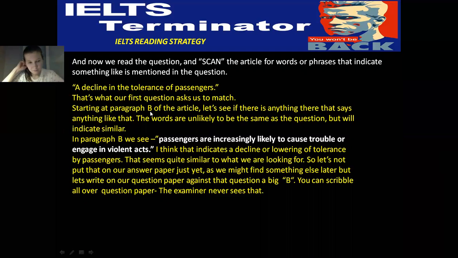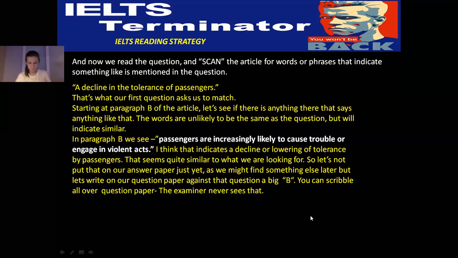So starting at paragraph B of this article, and you can refer to that later because now you'll have a recording of this, let's see if there's anything there that says anything like that. The words are unlikely to be the same, but they will indicate a similar idea. So in paragraph B, we can see passengers are increasingly likely to cause trouble or engage in violent acts. And I think you already saw something like that because you said, I think it's paragraph B. And I think you're right. And I think that indicates a decline or lowering of tolerance by passengers. Seems pretty similar to what we're looking for. So don't put it on your answer paper just yet.